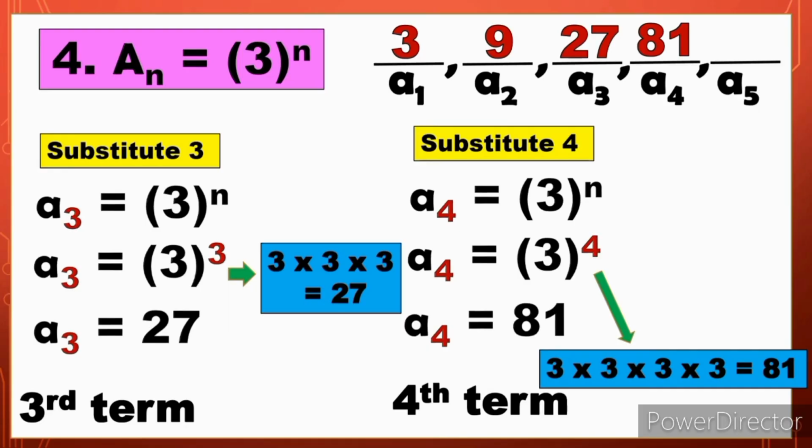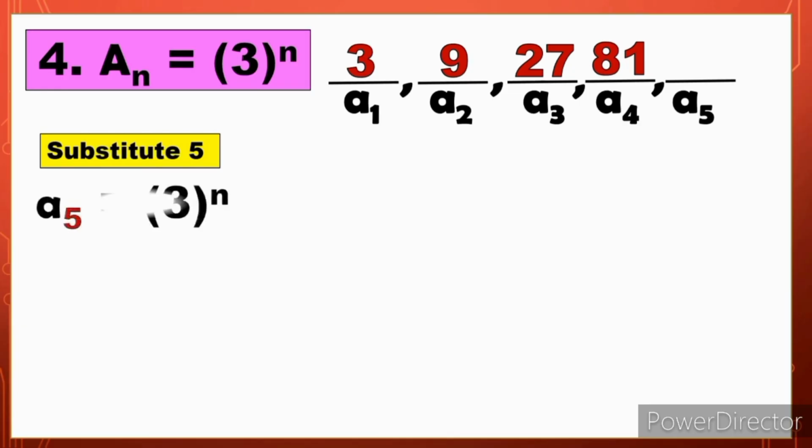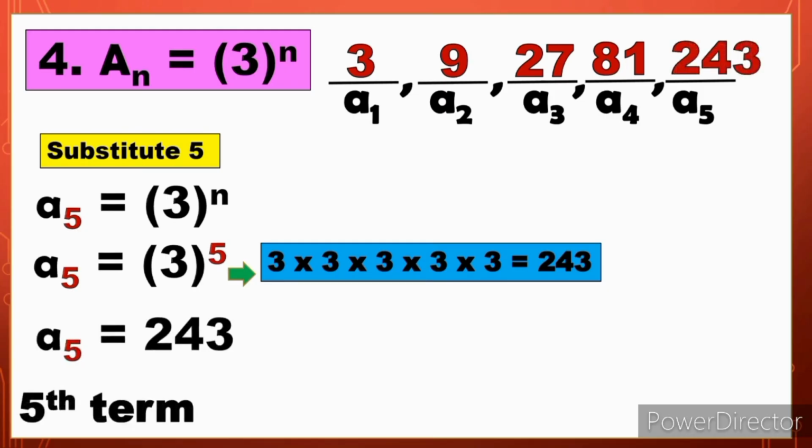Okay, next, to find the a sub 5 or the fifth term, we substitute 5. So now it becomes a sub 5 equals 3 raised to n. So papalitan natin yung n ng 5. So it becomes a sub 5 equals 3 raised to 5. So 3 raised to 5 means limang beses nating ita-times ang 3. So 3 times 3 times 3 times 3 times 3. And the answer is 243. So, ang a sub 5 natin ngayon is 243, which is yan yung fifth term natin.